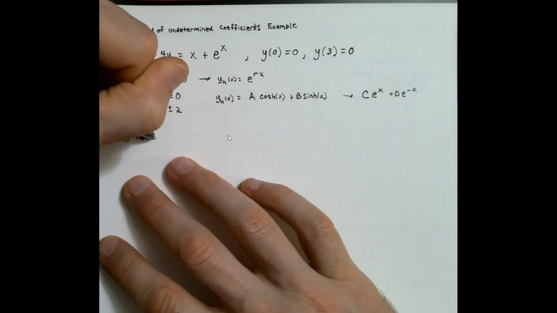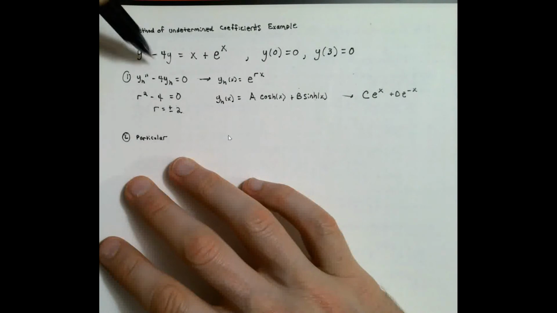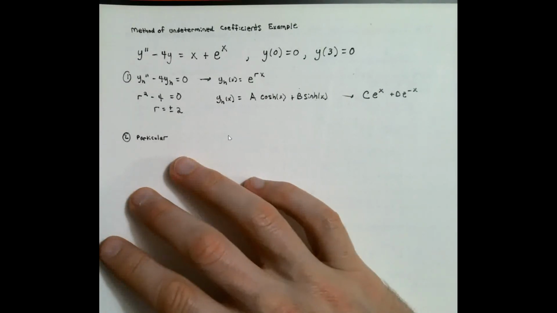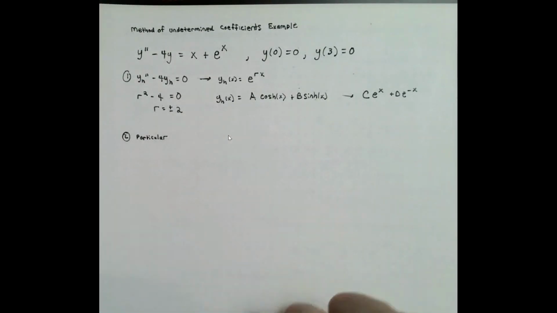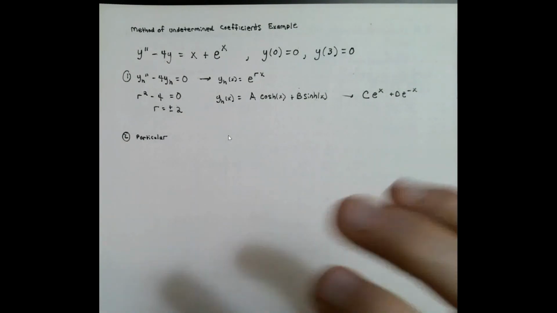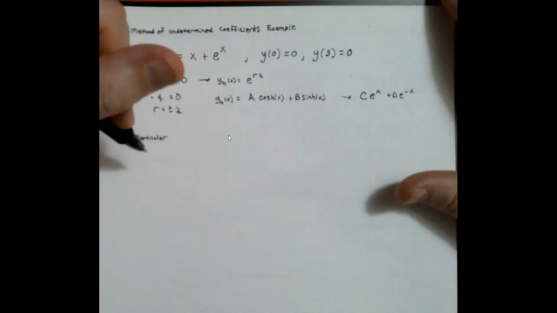Now this is a unique solution that, when I plug it in, satisfies this differential equation and generates that right hand side. It really is a function whose second derivative minus 4 times itself equals x plus e to the x. And the method of undetermined coefficients is really just monkey see, monkey do, with some educated choices.